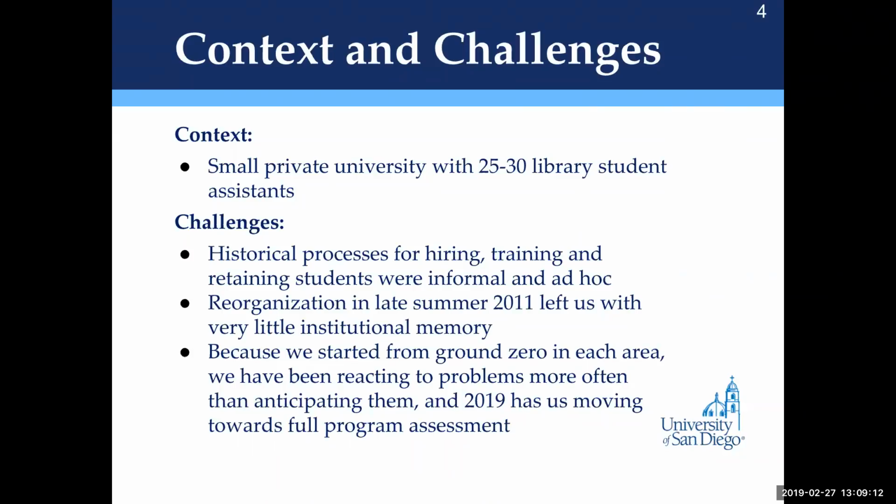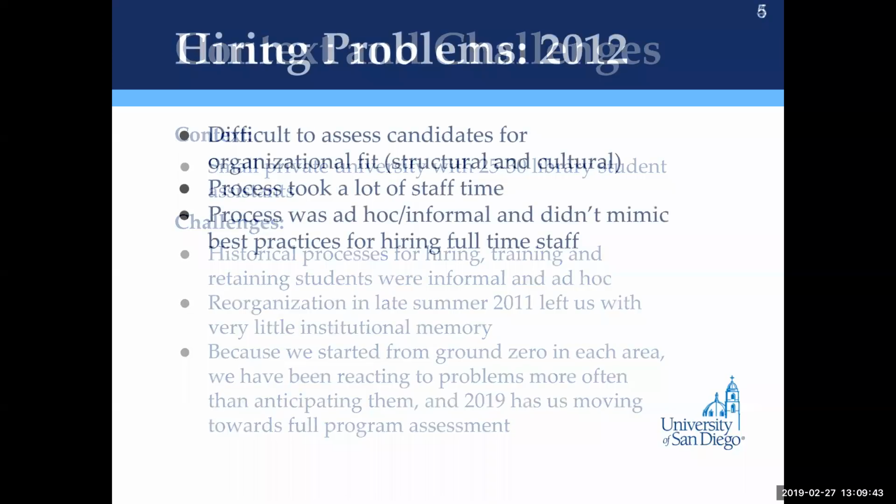And because we started at a crisis point, a lot of times over the years we've been reacting to problems more so than anticipating them. Not that we never anticipate them and don't have some assessment, but really we're now to the point in 2019 where we can move forward with full program assessment. And that's one of the things I hope people can get out of today: you really have to have these foundational things in place in order to get to that next level. Can't assess something you don't have, right? So that's the context and the challenges that we were facing when we got into this.